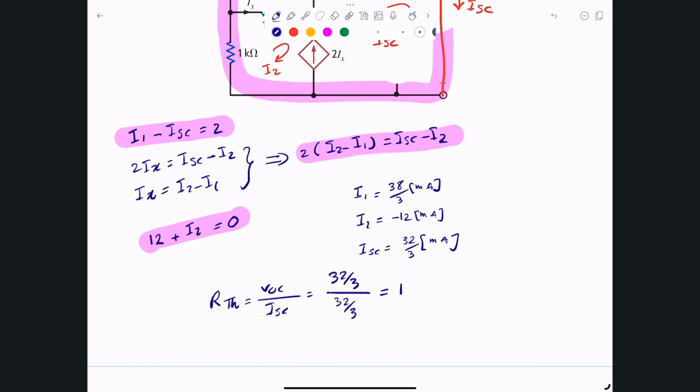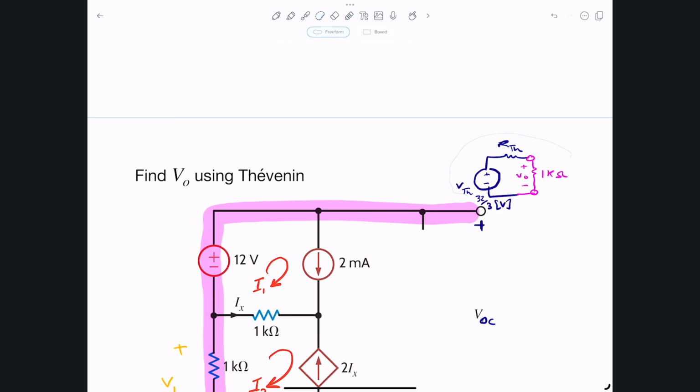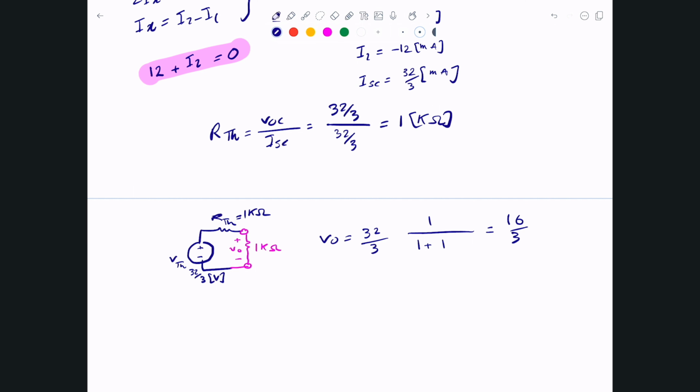Now we know the complete Thevenin equivalent. The Thevenin voltage is 32 divided by 3, and the R Thevenin happened to be 1 kilo ohm. That's it. This one here is simply 1 kilo ohm. That means the V naught that we're looking for, we can compute using voltage division: 32 divided by 3 times 1 divided by (1 plus 1), and that equals 16 divided by 3 volts.